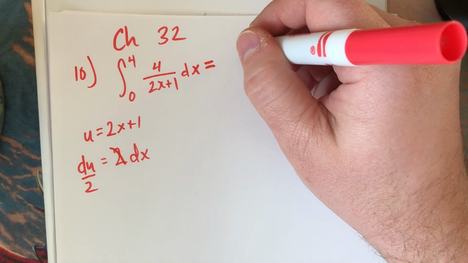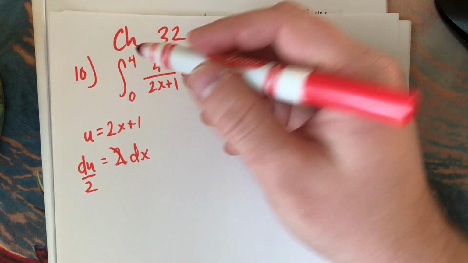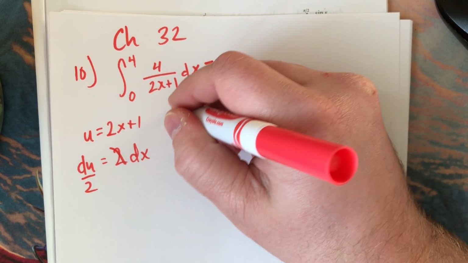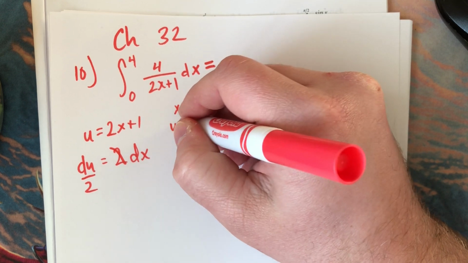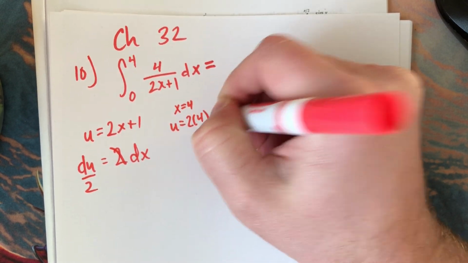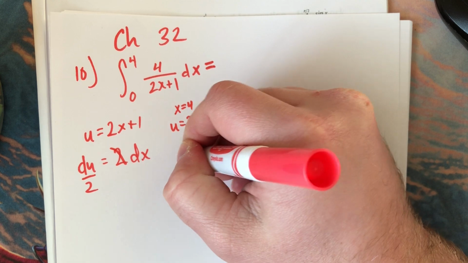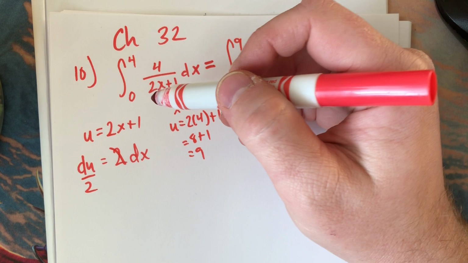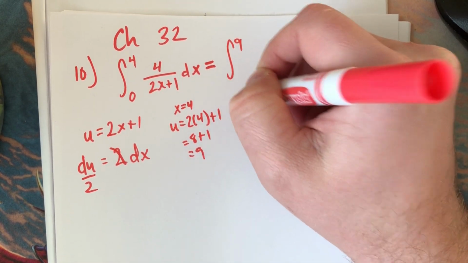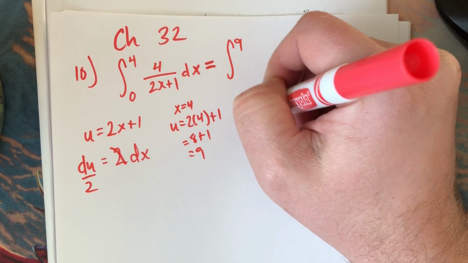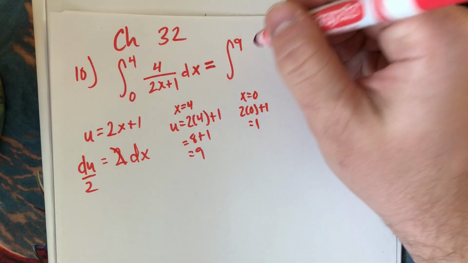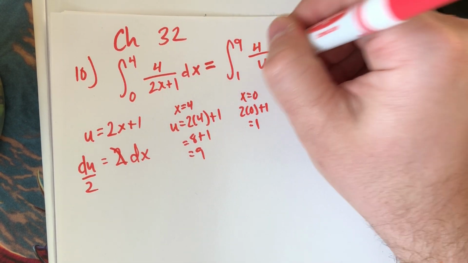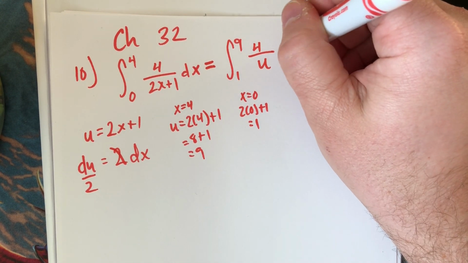So when we go in and do our substitution, I should sub the bounds out, right? Because if x is 4, what's u? If x is 4, well then u is equal to 2 times 4 plus 1, 9. What about if x is 0? So 1 to 9, we still have the 4 there. That's u, and then this is du over 2.